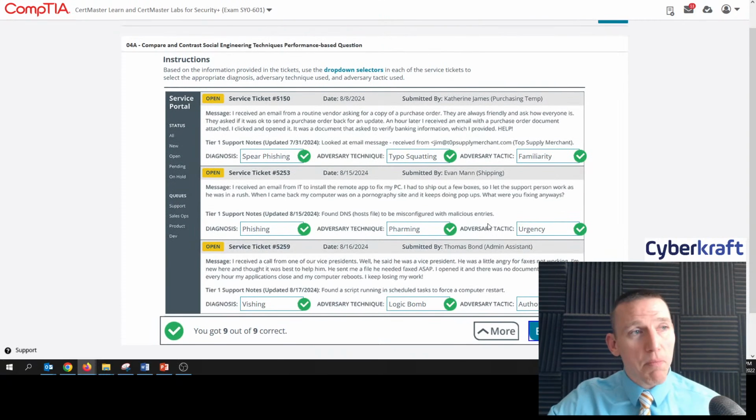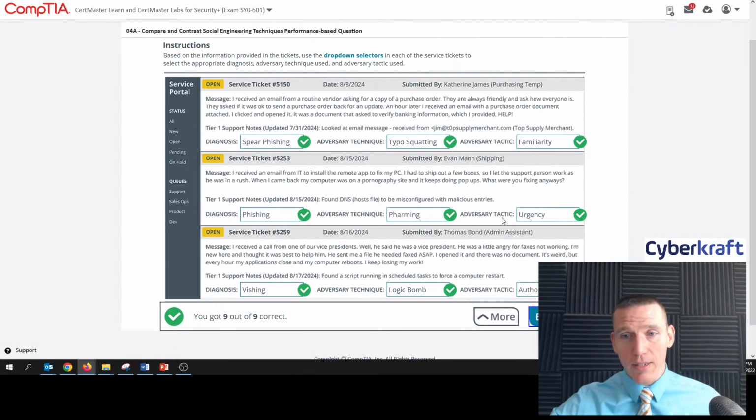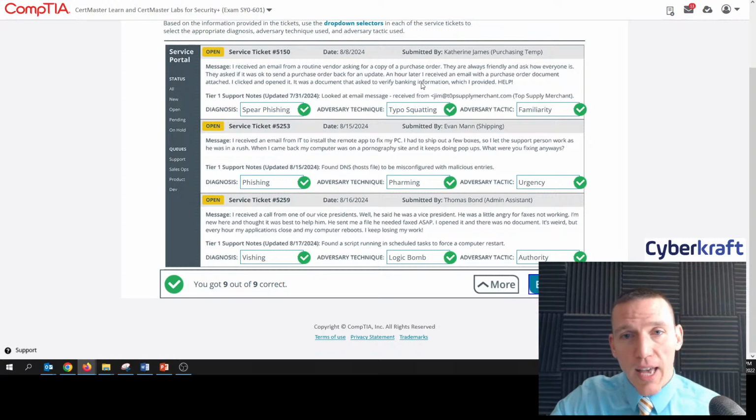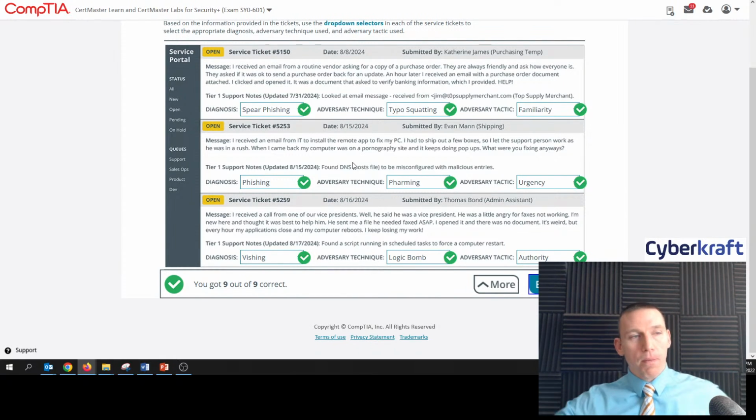Now remember, you get partial credit for these PBQs. So if you go through and you miss one of these little sections, you're not going to just lose all your points. You're going to get partial credit. So don't stress on the PBQs too much. Pay attention to those key indicators, those key words that we looked at in each of these. Remember, we looked at vice president here. We looked at they're always friendly, a routine vendor, and he was in a rush. Those are key indicators of what tactic or technique is being used here.